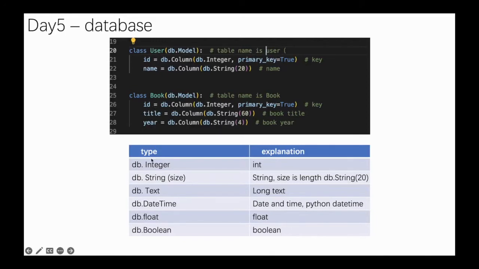Of course, there are a number of types in the database. For example, db.Integer is int type, db.String is string type, and also Text for long text, and DateTime for date and time, and Python date type, db.Float, and db.Boolean is a boolean type.